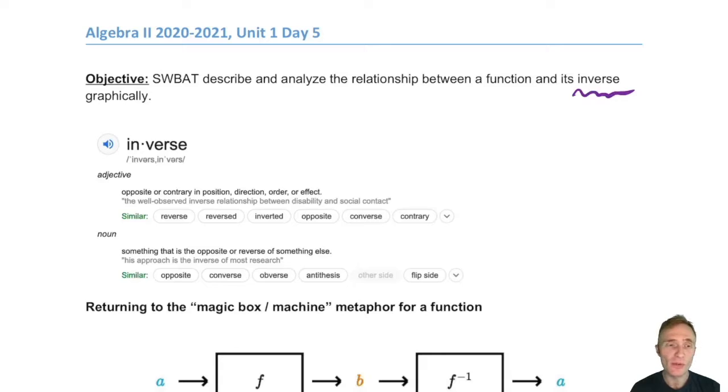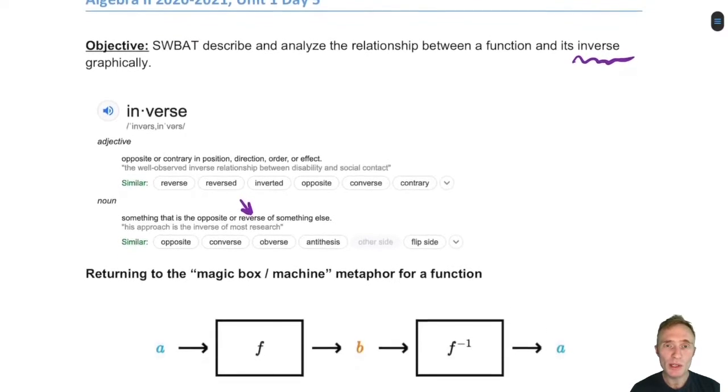I thought I'd start us off with a dictionary definition today. Specifically, I want to look at the definition of inverse as a noun, something that is the opposite or reverse. And this is the term I like to focus on for what we do in math, the reverse of something else. And to talk about what that means in the context of the math that you're going to be doing, we're going to return to our metaphor of a function as a magic box.